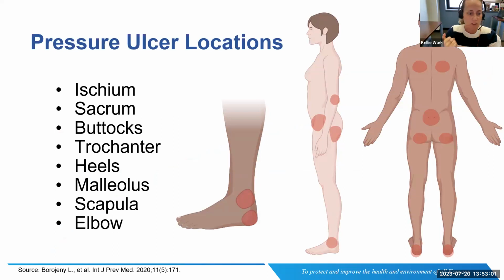And then here are the most common places. Basically the bony areas, the places where we don't have a lot of soft tissue coverage, that's where you're going to be seeing these pressure ulcers, as you guys are also familiar with. Next slide.